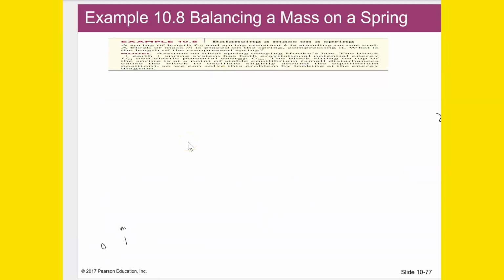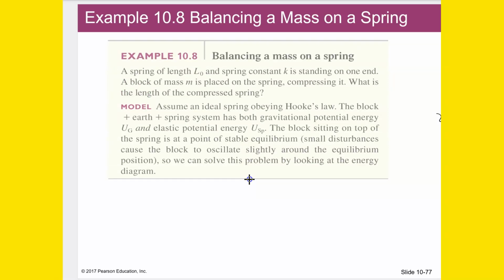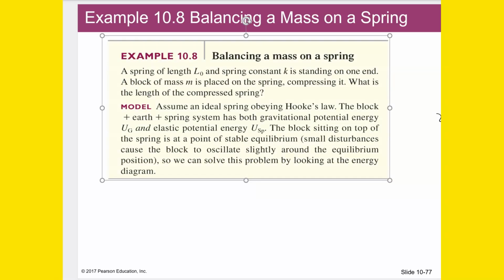Here we have an example. It can be a fairly confusing example, but it'd be better to see it, I think, than not. All right, a spring of length L0 and a spring constant K is standing on one end. A block of mass M is placed on the spring, compressing it. What is the length of the compressed spring?